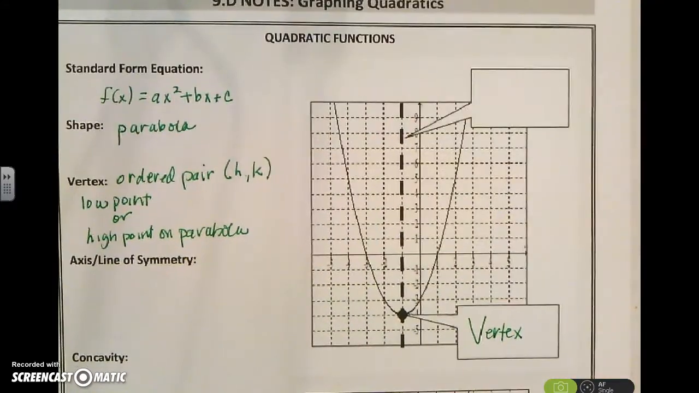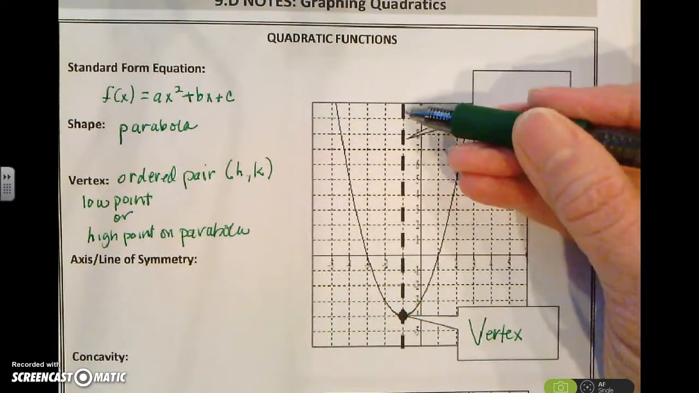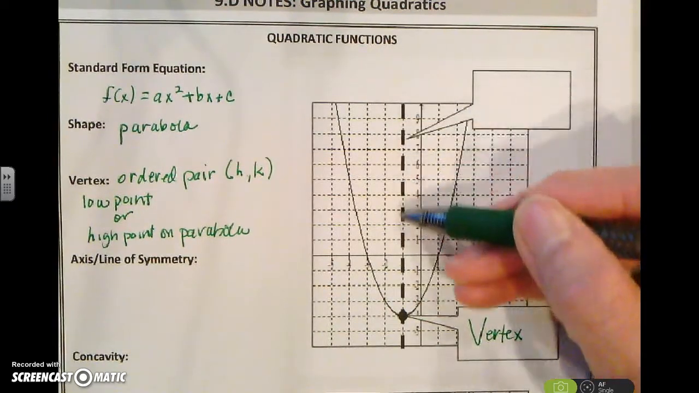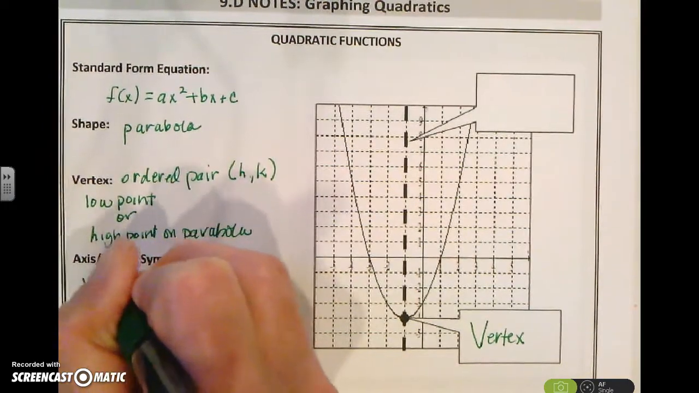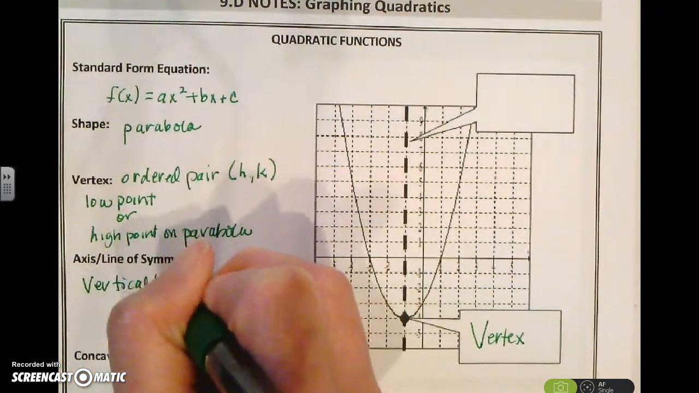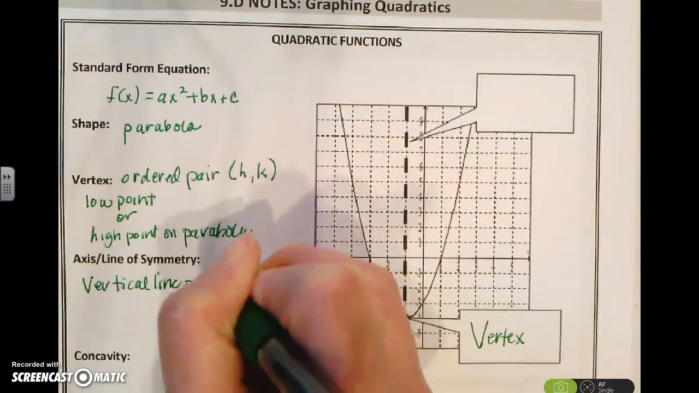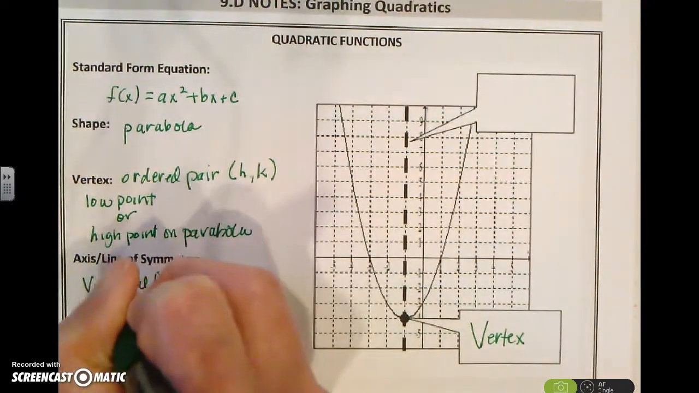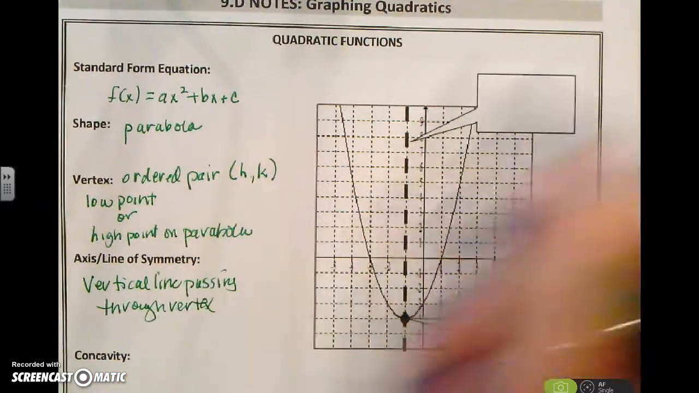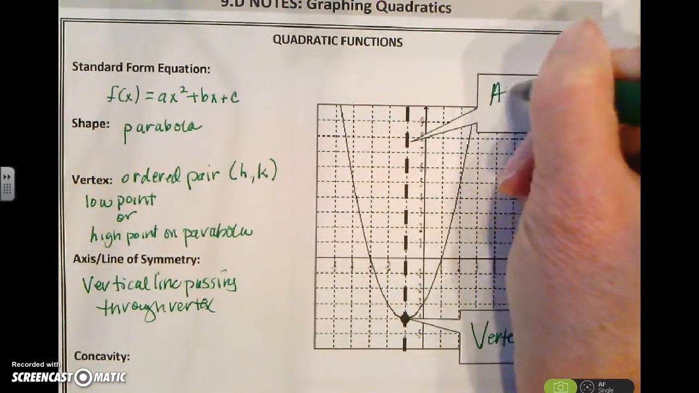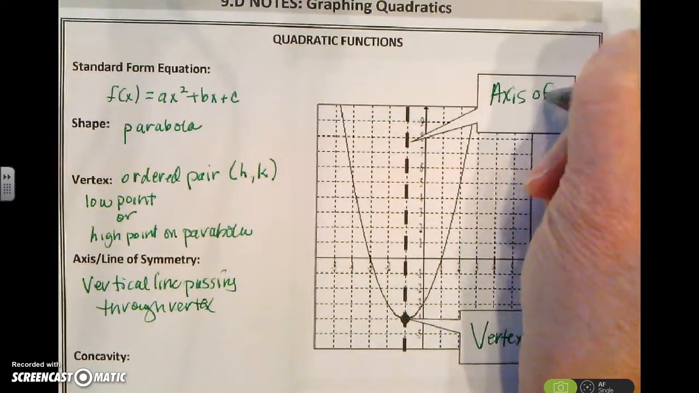The axis or line of symmetry is the line, a vertical line, that crosses through the vertex. So I'll write that: vertical line passing through the vertex. So we'll write that here. This is the axis of symmetry.